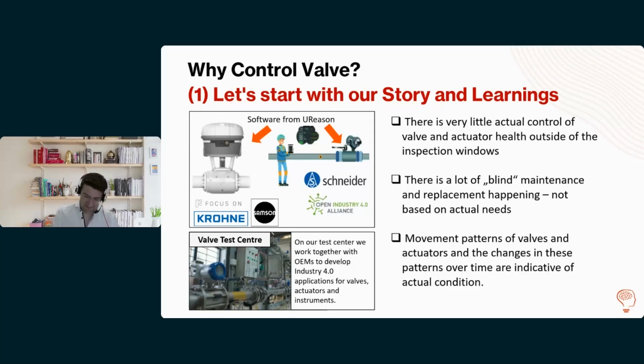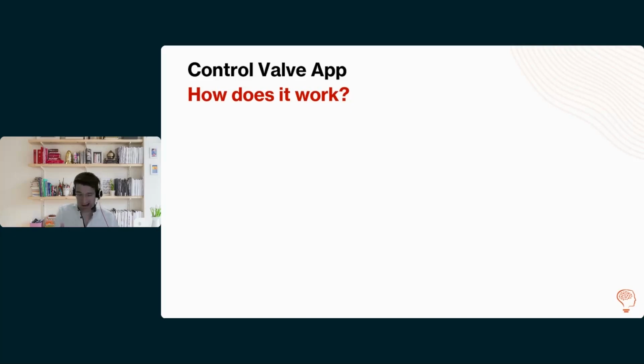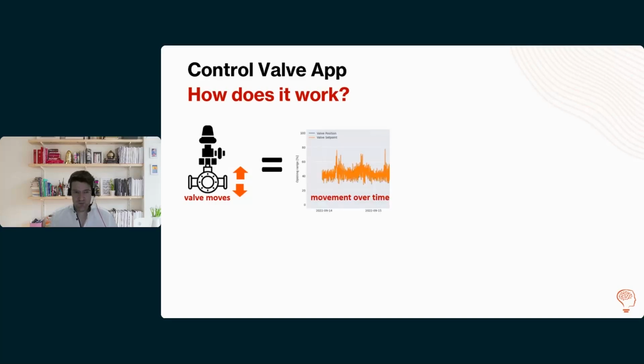What do I mean by that? How does that work in detail? You have a control valve. It moves. Here, a traditional control valve moves up and down, but it works exactly the same if it's a rotary movement and the valve is moving in different directions. It's the movement of a valve. This movement is recorded over time.